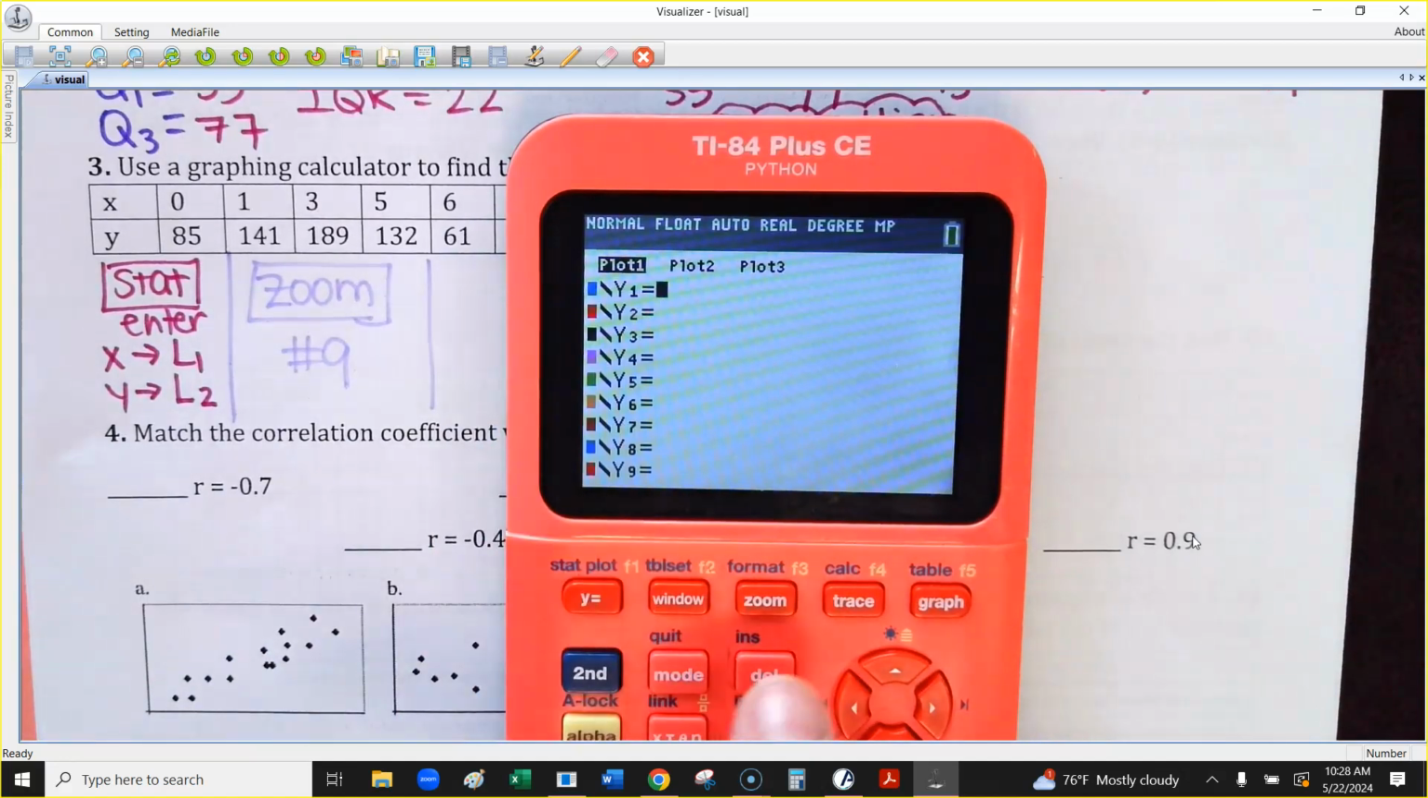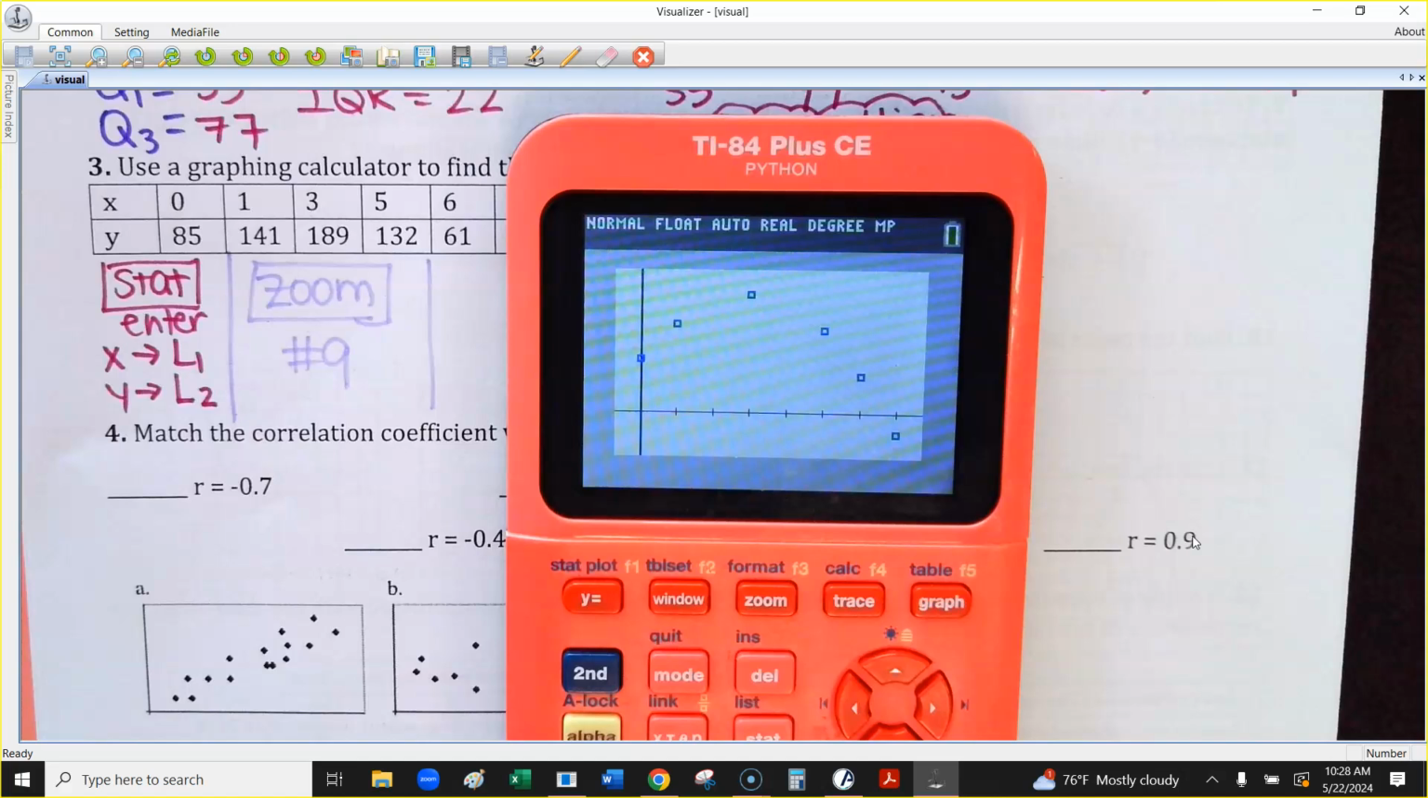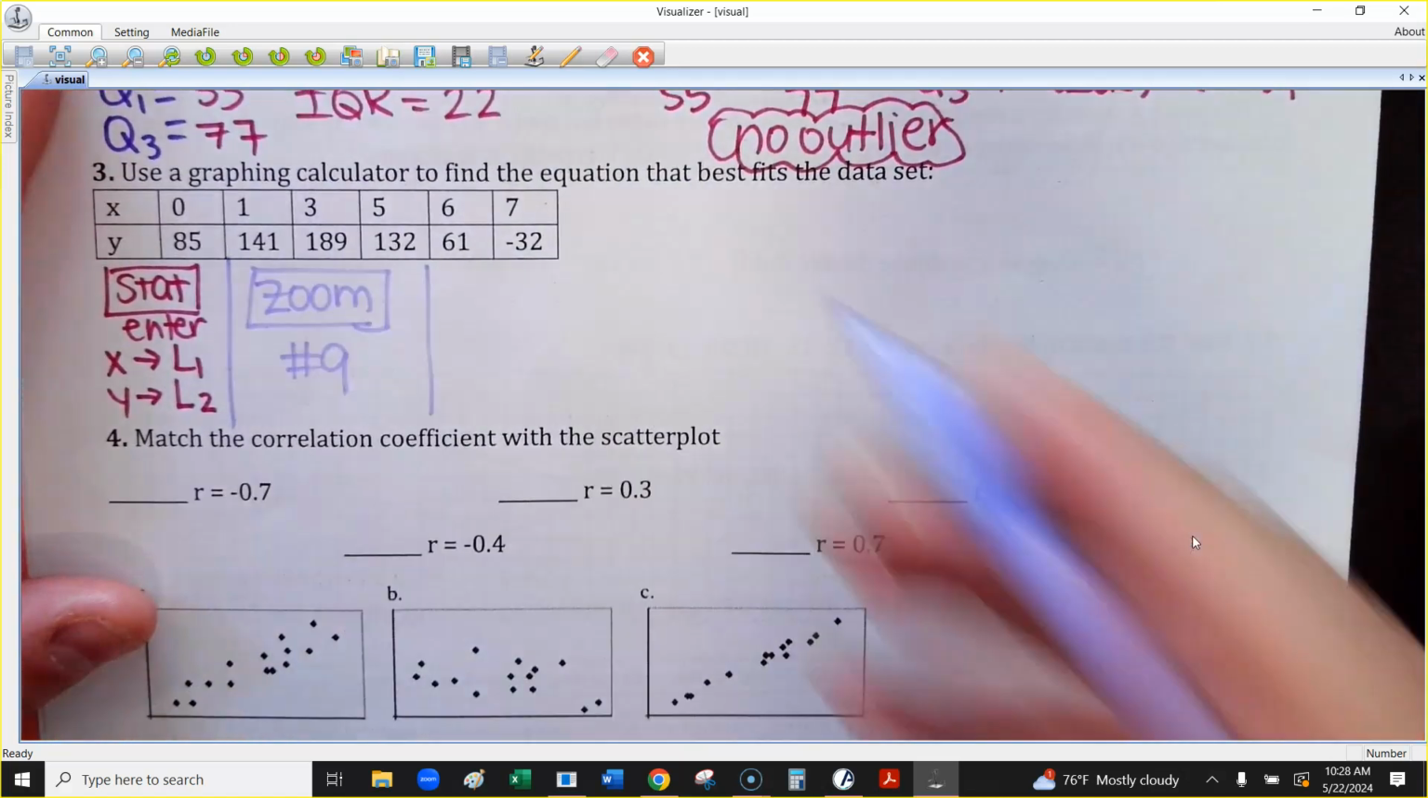And then I'm just going to do zoom number 9. And if I look at that, what shape would you tell me that looks like? Like a line, a parabola, or an exponential? Parabola, right? All right.